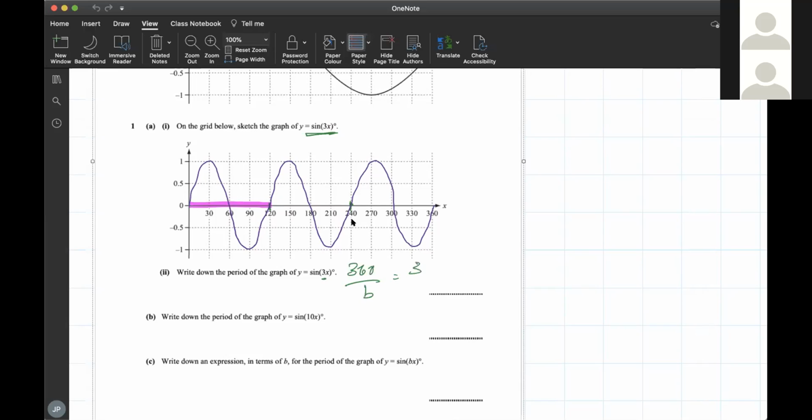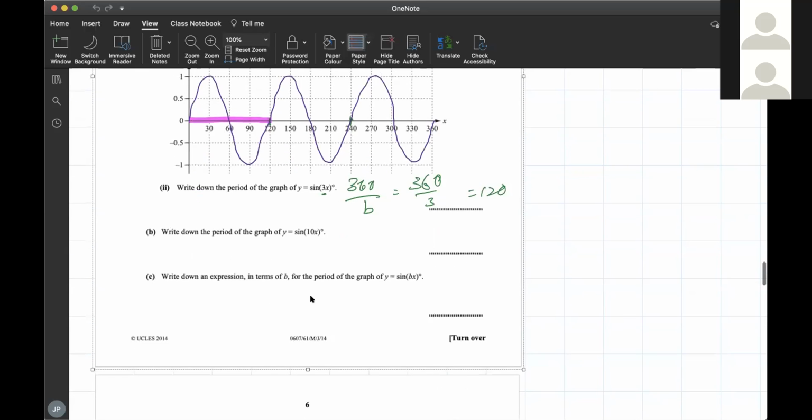Okay, 360 divided by 3 is 120. I'm just looking at the simpler answers first as we move on. The second says, write down the period of the graph 10x. So, this is like investigation. If it was B, then 360 divided by B. In this case, B is 10, so 360 divided by 10 would be just 36. That's the period.